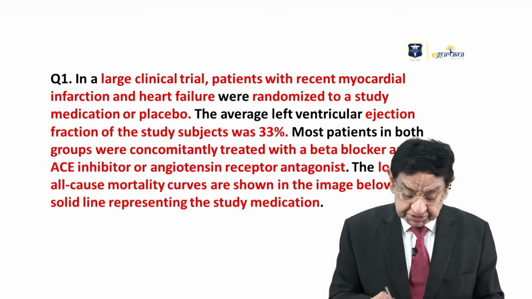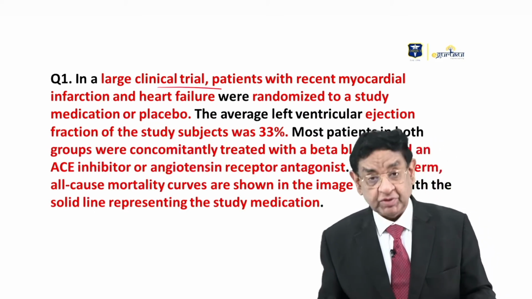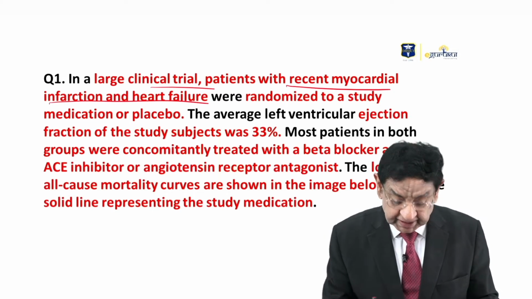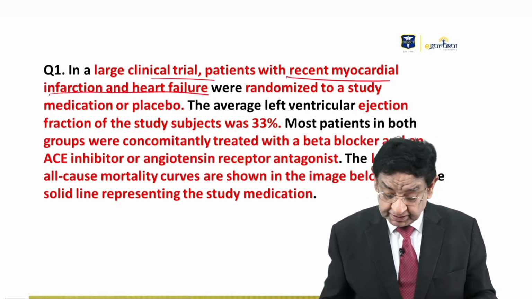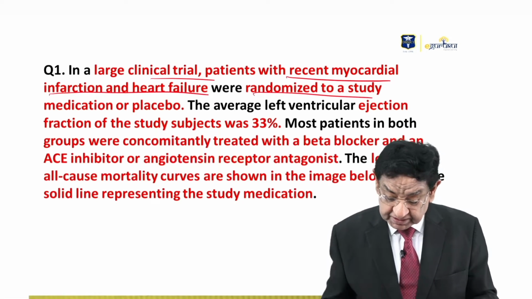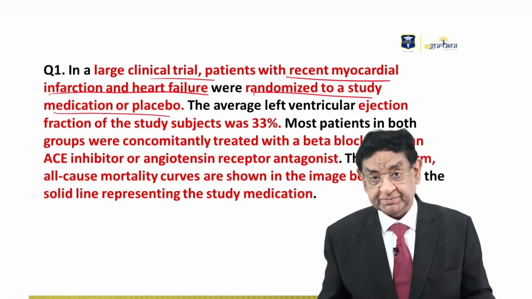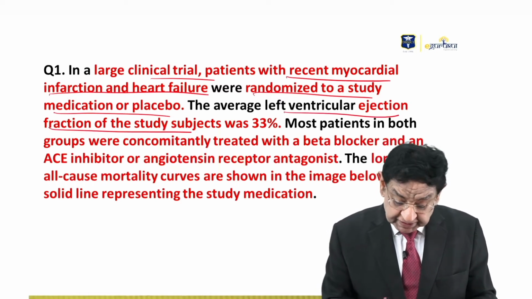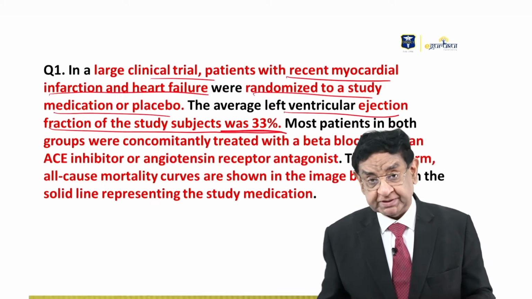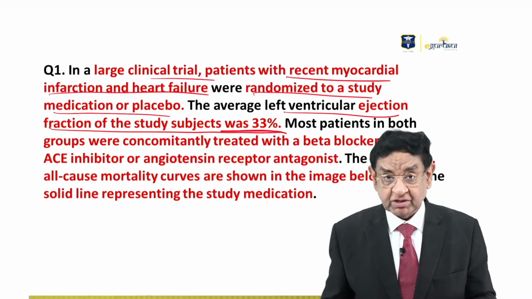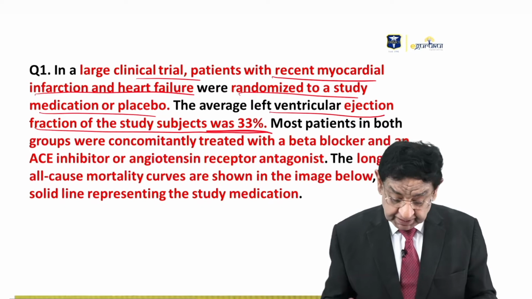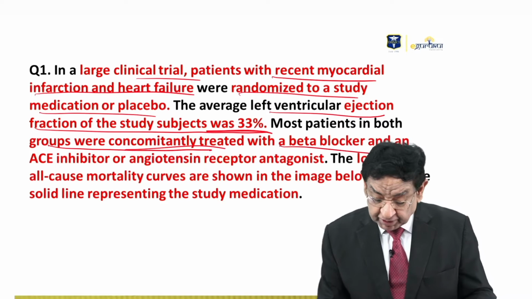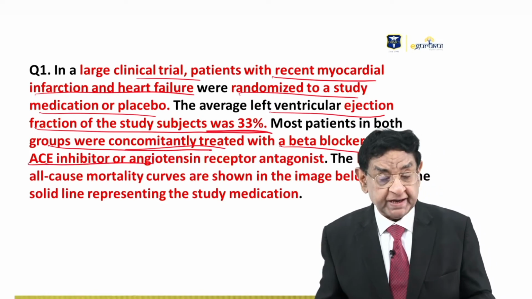Now I'll be discussing a question on cardiology. A large clinical trial was done in patients with recent myocardial infarction and heart failure, and it was randomized to study medication or a placebo. The left ventricular ejection fraction of the study subjects was around 33%. That means grossly heart failure. Both groups were concomitantly treated with beta blocker and ACEI or ARB.